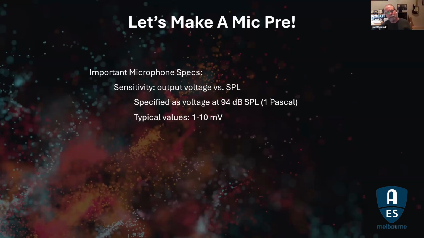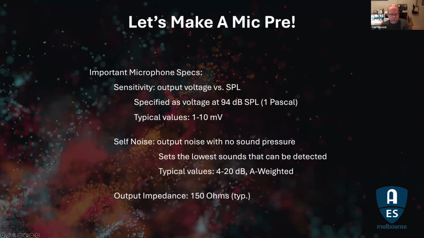So back to microphones, output voltage. They're surprisingly low. At 94 dB SPL, that's not whispering. That's a pretty loud signal source. And you're getting a typical output of 1 to 10 millivolts. So it's not huge. You need a lot of gain.